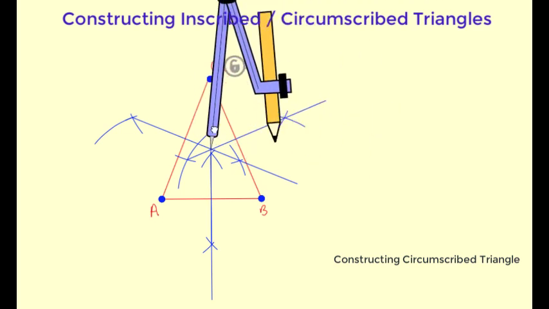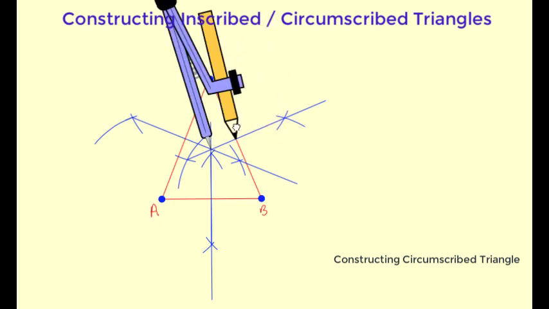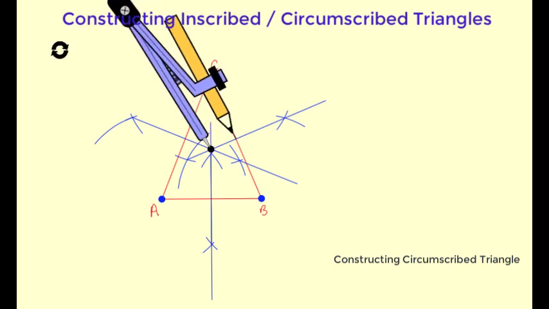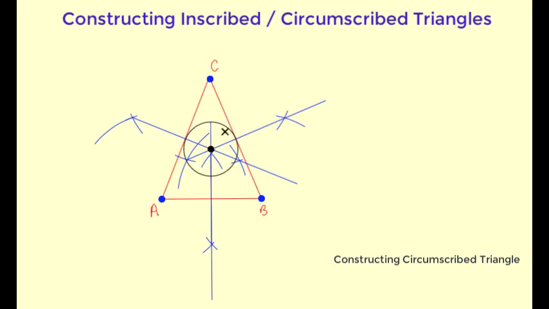So we position our compass at that center point and open the compass wide enough to obtain the shortest possible distance from this center to any one of those sides. This is my shortest possible distance. That is going to be the radius of this circle, and then we simply create a circle. This circle that you just obtained touches 2 line segments, line segment AC and line segment BC. And this is your circumscribed triangle.